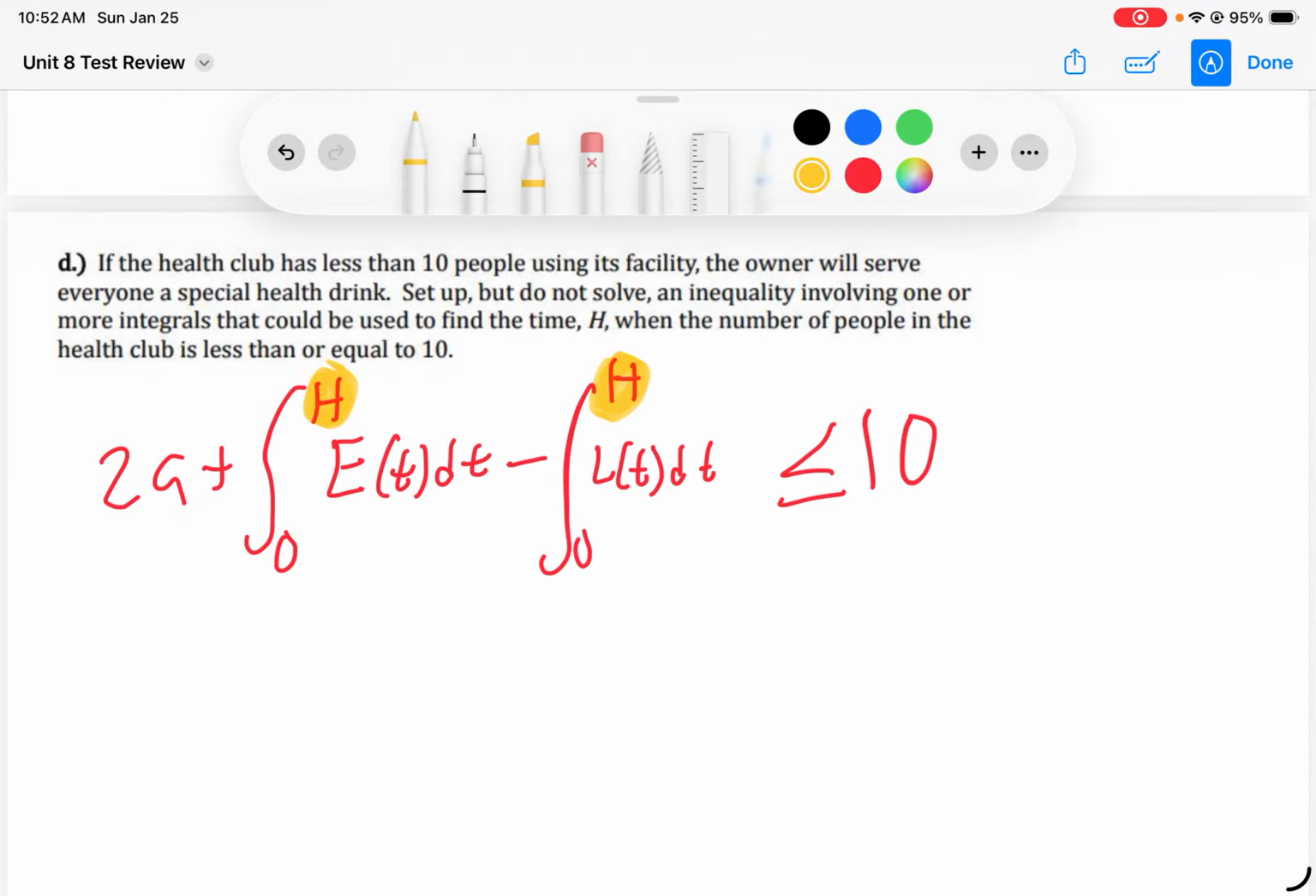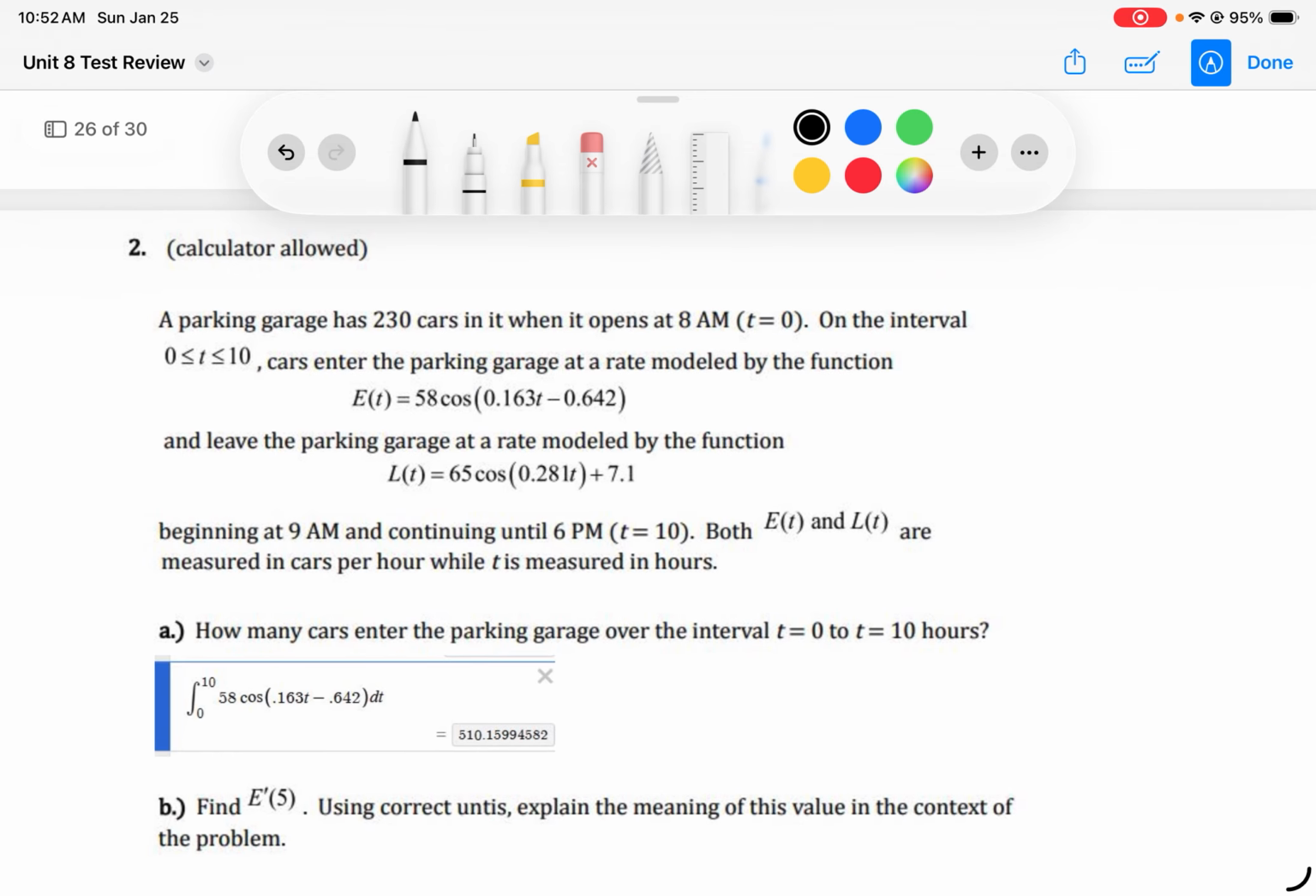Okay. Calculator allowed. Yay. A parking garage has 230 cars in it when it opens at 8 a.m. On the interval from 0 to 10, cars are entering the parking garage at this rate. It's a rate. And they're leaving, so rate in, rate out. Rate entering, rate exiting. Beginning at 9 a.m. and continuing till 6. Ooh, so that's kind of tricky.